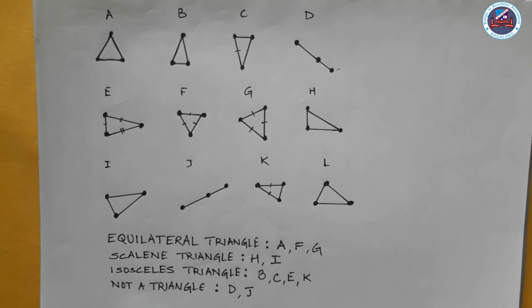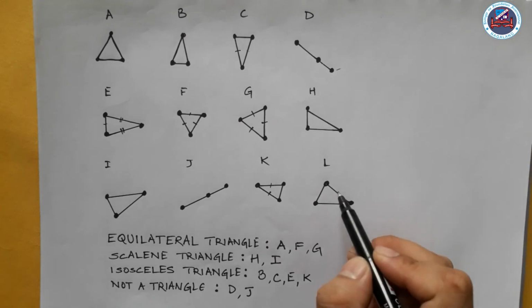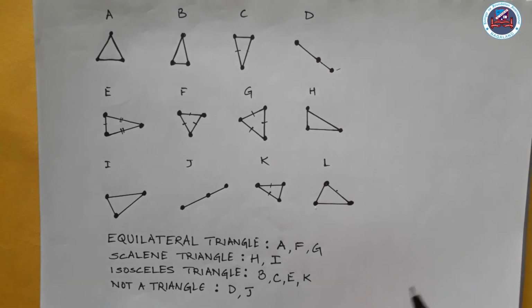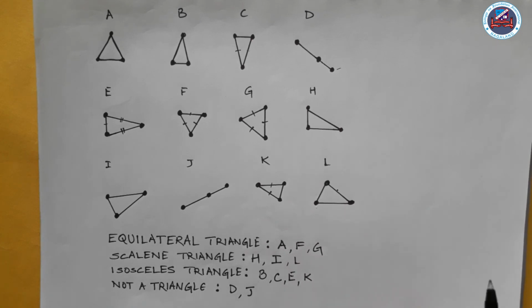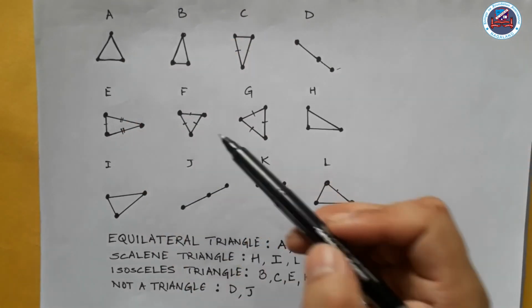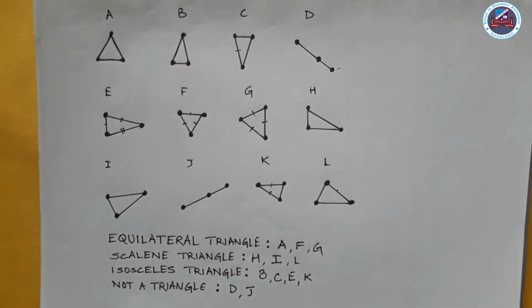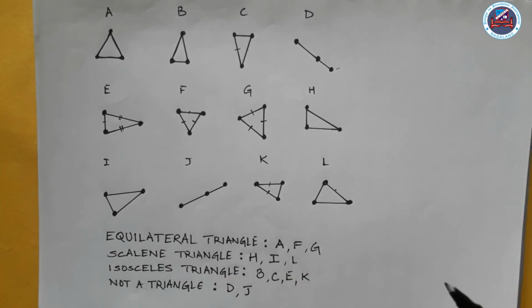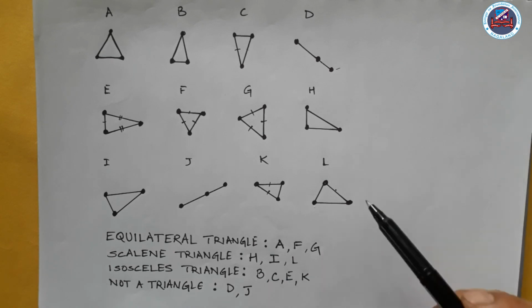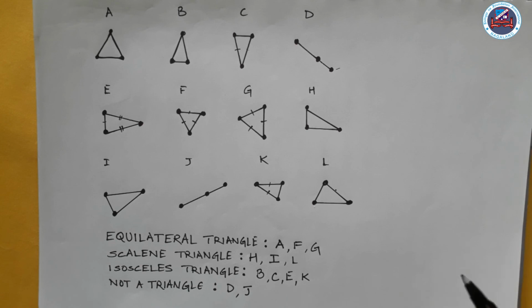Now what do you think about L? Now L, this line and this line, they are all different. So again this becomes a scalene triangle. So there you have it. Equilateral triangle. A, F and G are equilateral triangle. Scalene triangle. H, I and L are scalene triangle. B, C, E and K are the isosceles triangle, and D and J, they are not a triangle, they just look like a straight line.